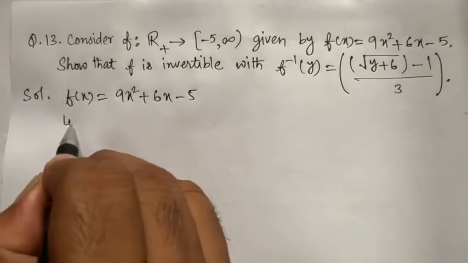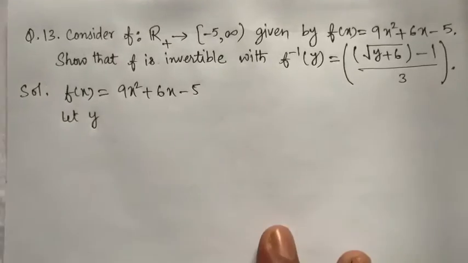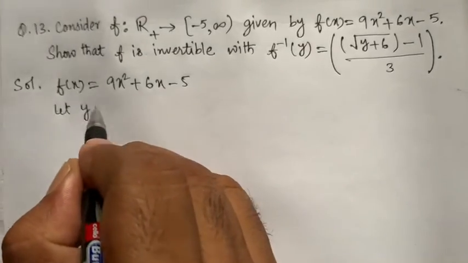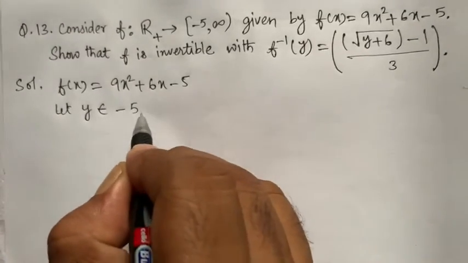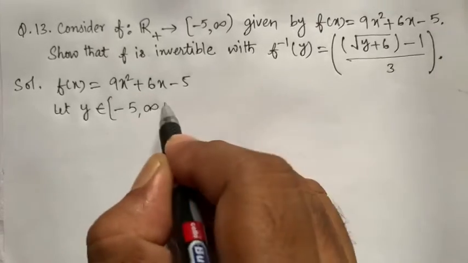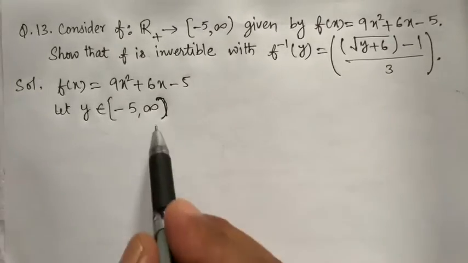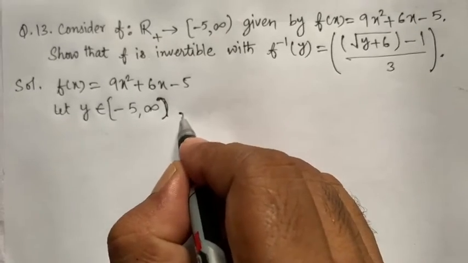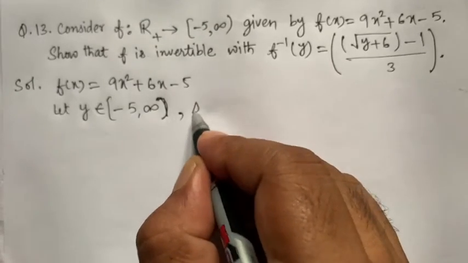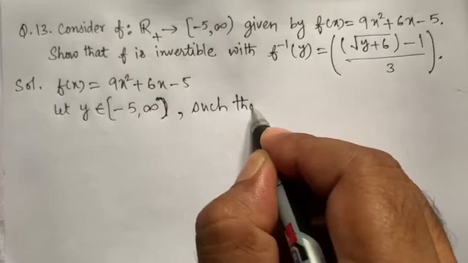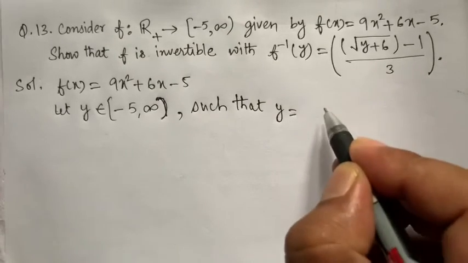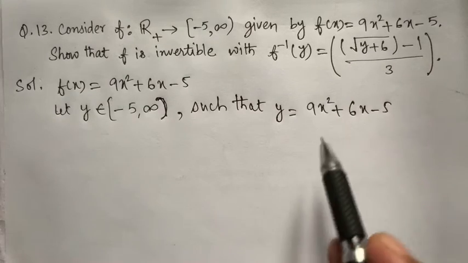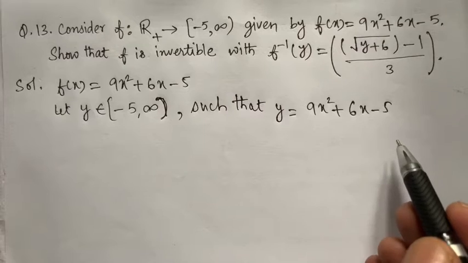Now we suppose let y belong to minus 5 to infinity. That is its co-domain there, and infinity is never included. Minus 5 is included here. Y belonging to minus 5 to infinity, such that y is equal to the whole function. We suppose it equal to 9x square plus 6x minus 5.